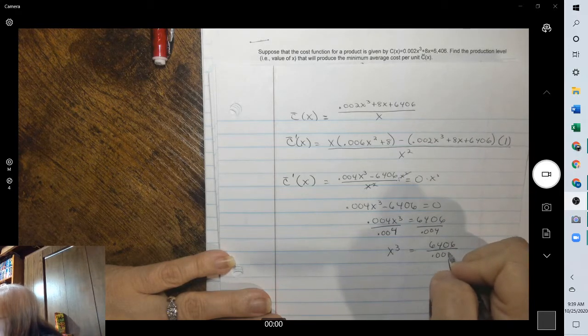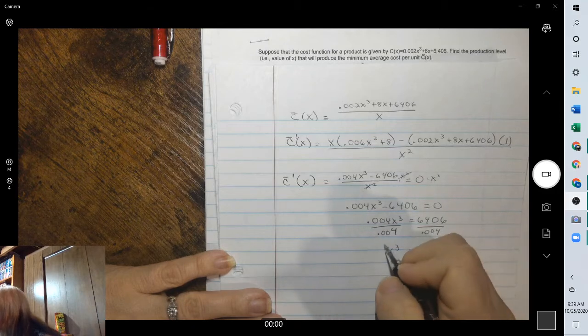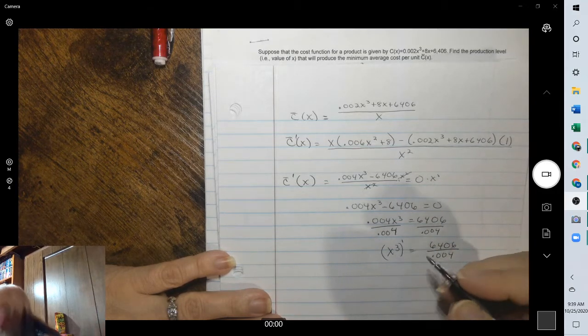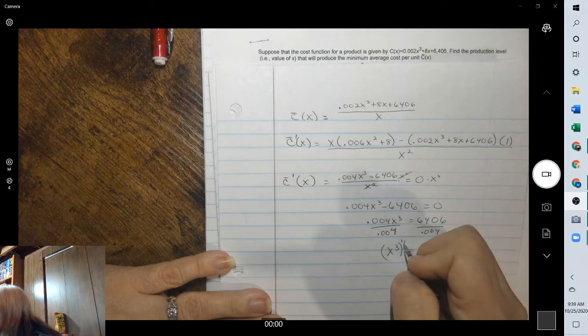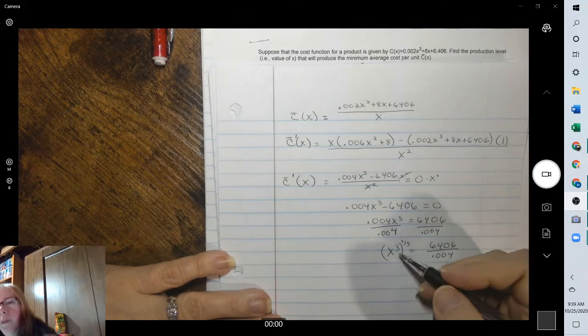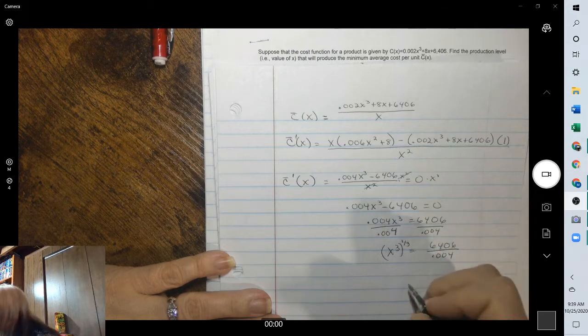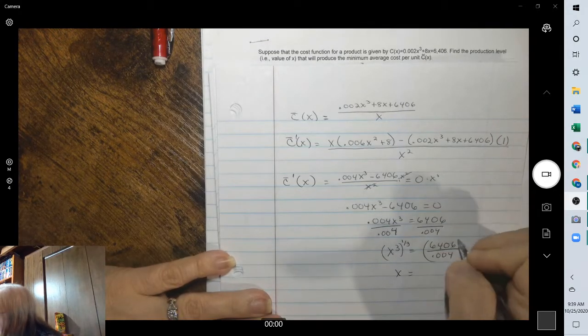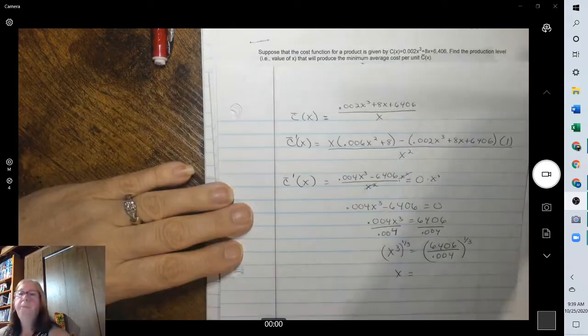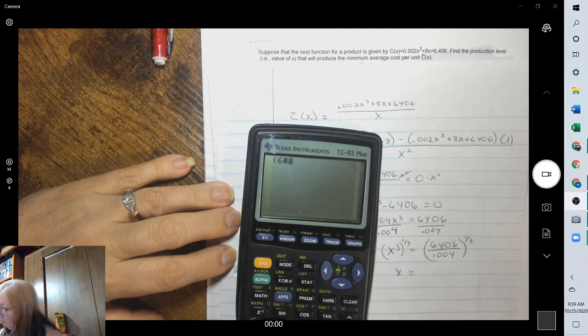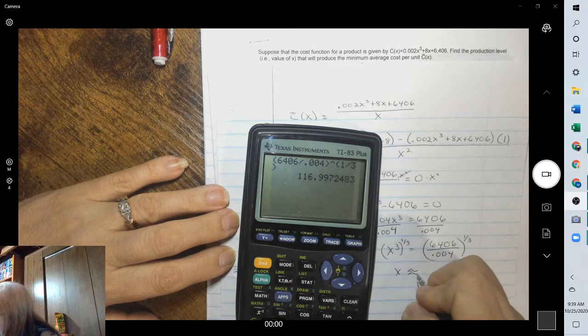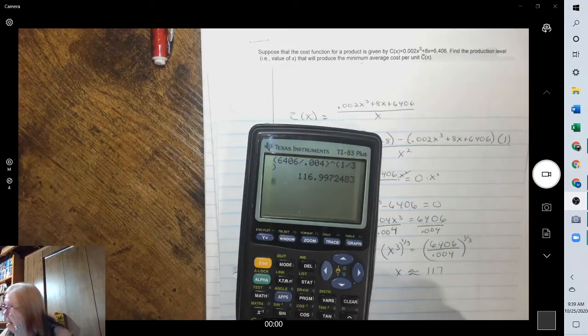We get this. Now you have a cubed root. To get rid of a cubed root, you could take the cubed root, but you could also take it to the 1/3 power, because notice when you multiply these, 3 over 3 gives us x to the first. So we could take this to the 1/3 power. 6406 divided by 0.004 to the 1/3 power gets us approximately 117.